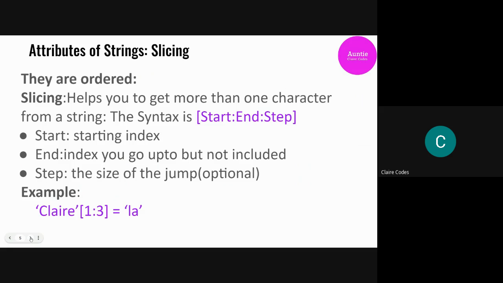If we wanted to get more than one item from our string, then definitely we'll be using slices. The syntax is start, end, and step, where start means the beginning index and end means the ending index, but excluding it. And the step is optional, but it's just the jump or the skip as you go through your iterable.